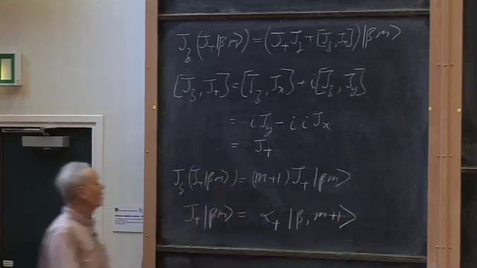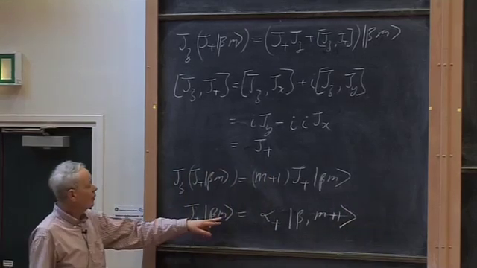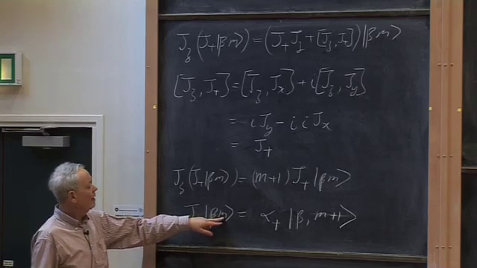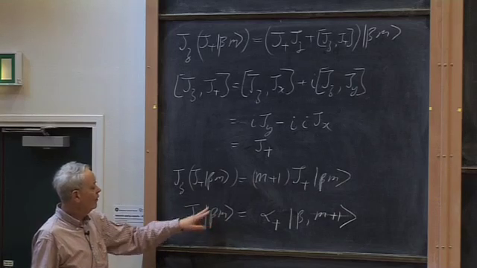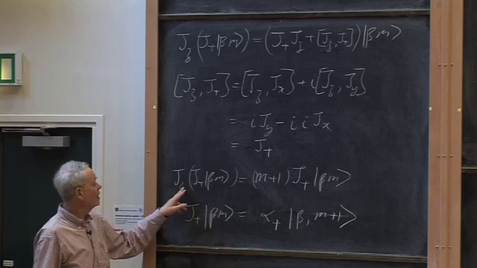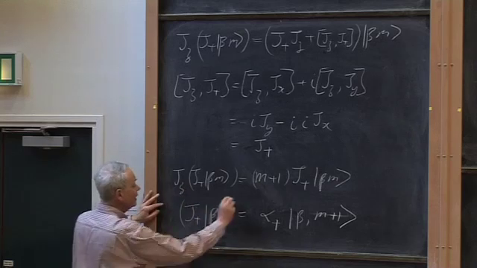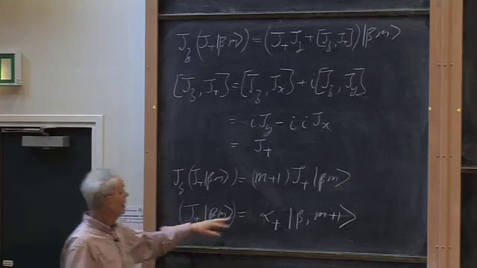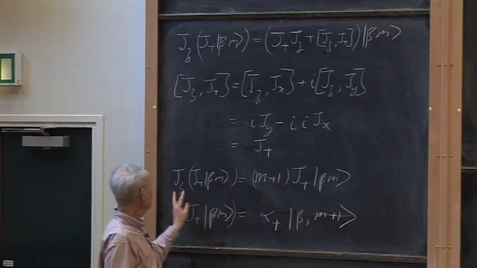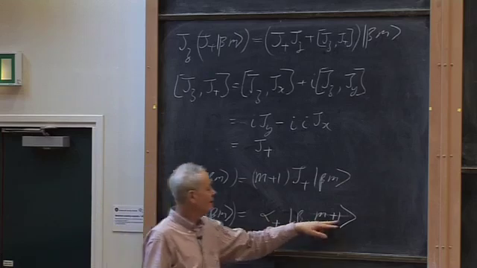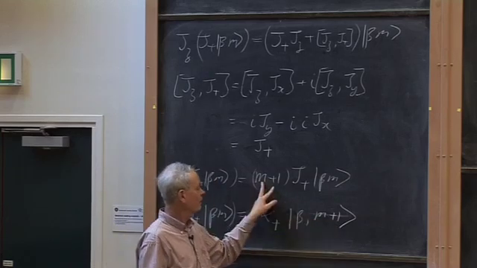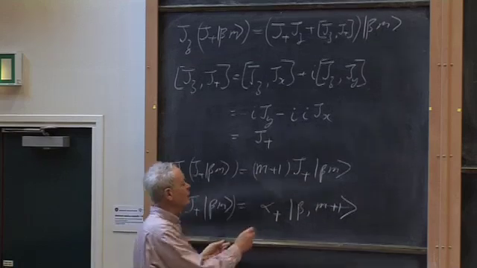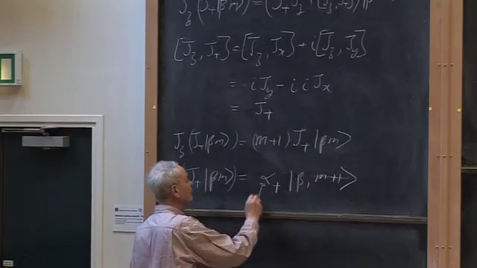Okay. So the point is that what goes in here is the eigenvalue of this thing with respect to Jz. This shows that it is an eigenket of this operator with this eigenvalue, m plus 1. So that's what should go in there. And this is some constant, this is some normalizing constant.